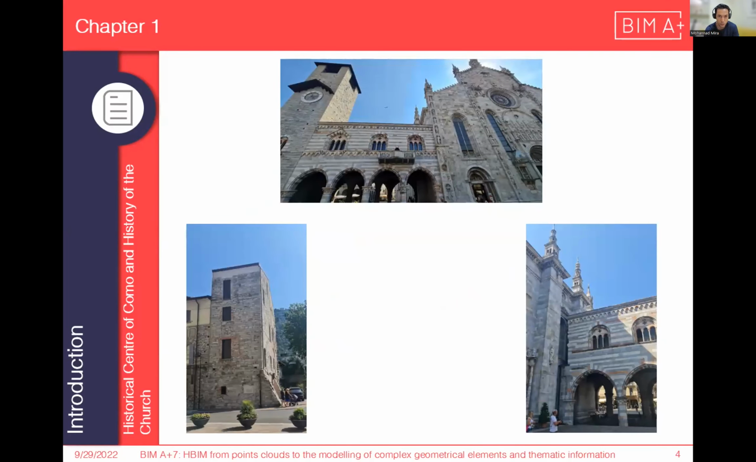Of course, these are some pictures of the real building and some of the buildings surrounding it. This is the Duomo and the Palazzo. Of course, on the left side, down, you can see the remaining buildings of the historical municipality.